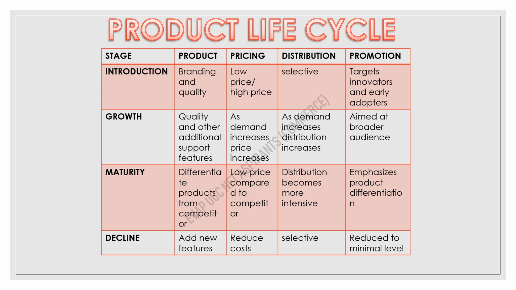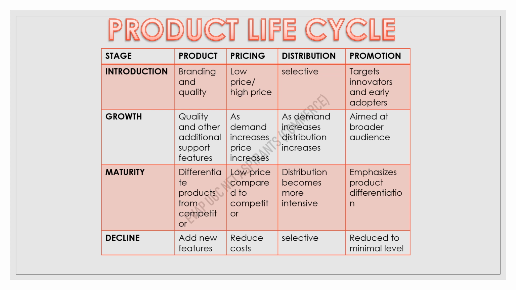So next one we are going to see is product life cycle. Everything that we see has a life cycle. So what is the life cycle of a product? In the life cycle of a product, we have 4 stages, that is introduction stage, growth stage, maturity stage, and decline stage. So we are going to see how the various stages are impacting the product, pricing, distribution, and promotion.